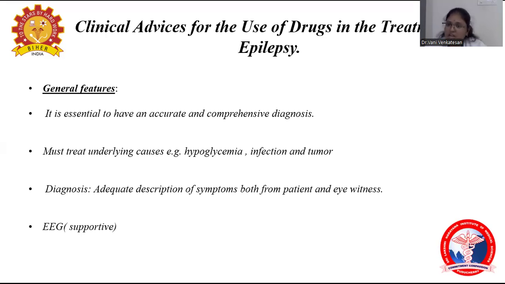We usually start with a single drug therapy. If the patient is not responding to single drug therapy, then we will go for multiple drug therapy. We should also treat the underlying causes like hypoglycemia, infections, and tumor. Once the diagnosis is made, we have to tell the patient as well as the attendant, that is the bystander, about the detailed management plan.